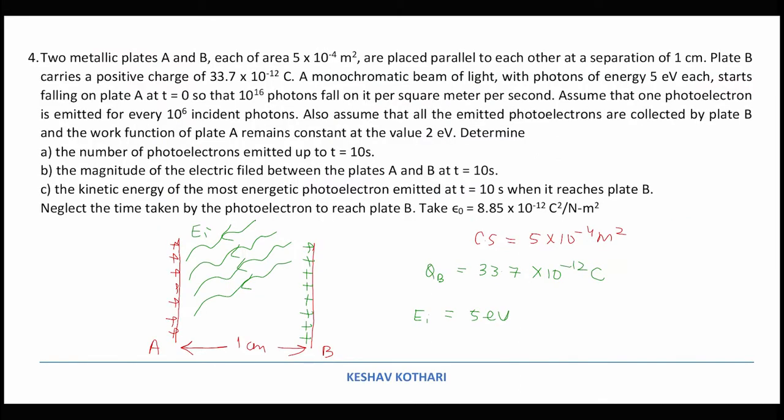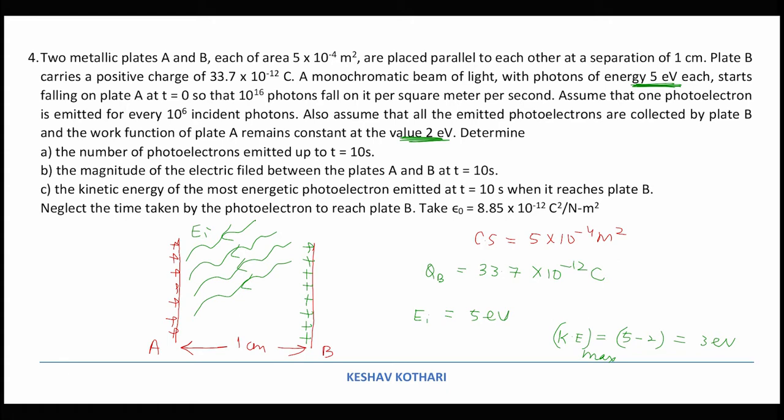So the question is saying that the value of work function is 2 electron volt and the incident energy is 5 electron volt. So I can say that the maximum kinetic energy of the emitted photoelectron is going to be 5 minus 2, that is 3 electron volt. So this is going to be the maximum value for the emitted photoelectron. Now these emitted photoelectrons after coming out will get accelerated due to the electric field applied.